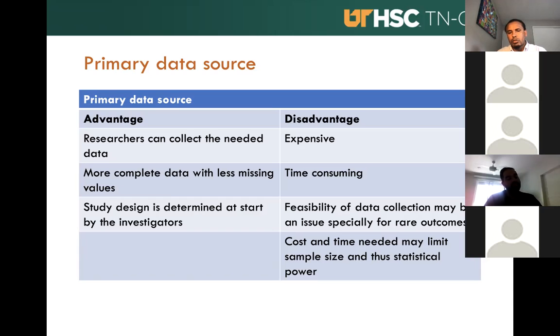The other one is that the cost and time needed can limit the sample size and thereby the statistical power. So the primary data source, even though it's ideal, can be very expensive, can be time consuming, and might not be feasible sometimes.